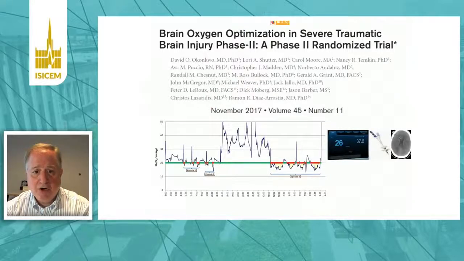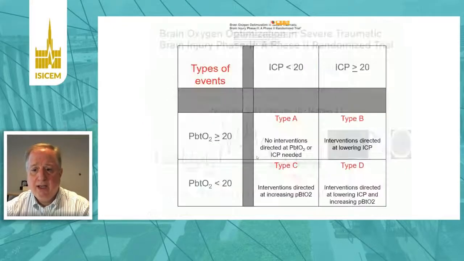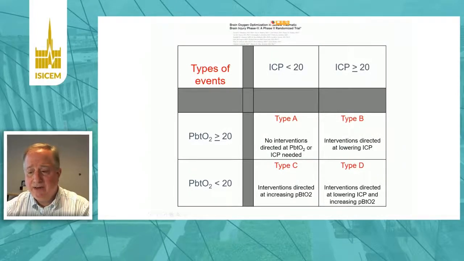This is based in large part on the BOOST study. This is the BOOST 2 trial, which was published a few years ago, in which we're trying to keep the brain tissue oxygen in this 20 and above range and not letting it go below. In the BOOST trial, they outlined different kinds of conditions. Conditions in which intracranial pressure is normal and brain tissue oxygen is normal, that's type A. Conditions in which brain tissue oxygen is normal but ICP is high, that's type B. Conditions in which brain oxygen is low but ICP is normal, that's type C. And conditions in which both ICP is high and brain tissue oxygen is low, that's type D.